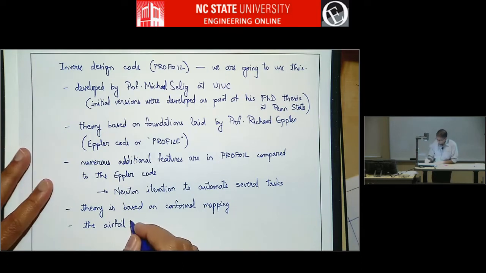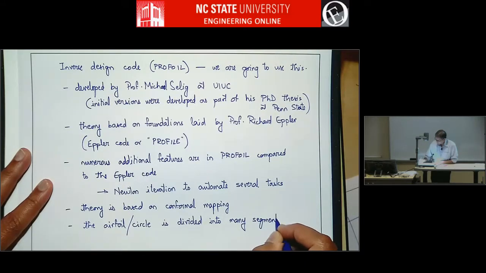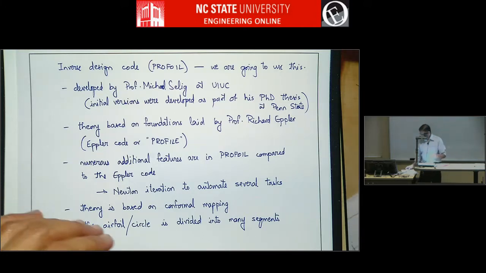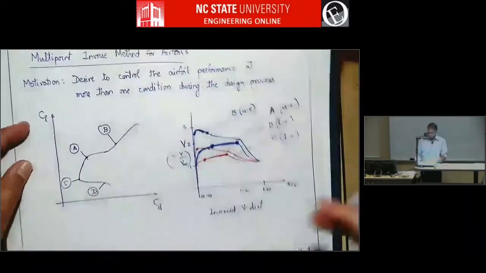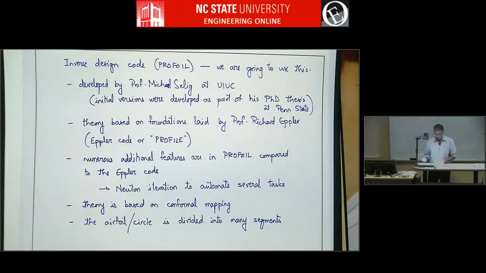So the airfoil and the corresponding circle are divided into many segments. And these segments are what help us set different desired aerodynamics on different portions of the airfoil. So like I said here, in this example, we used 4 regions of the airfoil, right? So these will be called segments in Profile.